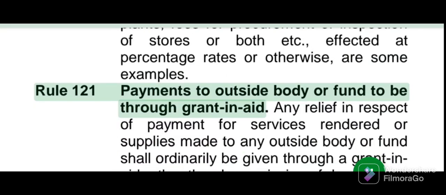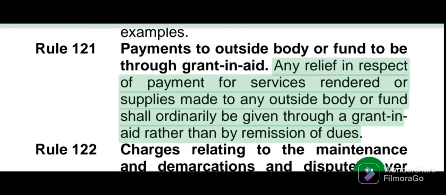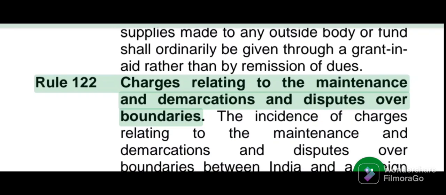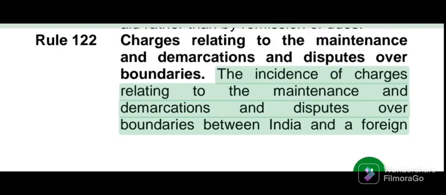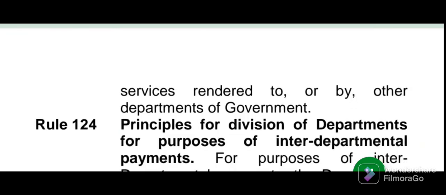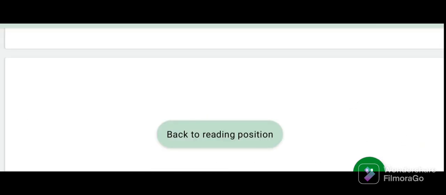Rule 121: Payments to outside body or fund to be through grant-in-aid. Any relief in respect of payment for services rendered or supplies made to any outside body or fund shall ordinarily be given through a grant-in-aid rather than by remission of dues. Rule 122: Charges relating to the maintenance and demarcations and disputes over boundaries. The incidence of charges relating to the maintenance and demarcations and disputes over boundaries between India and a foreign country is regulated by the following principles.